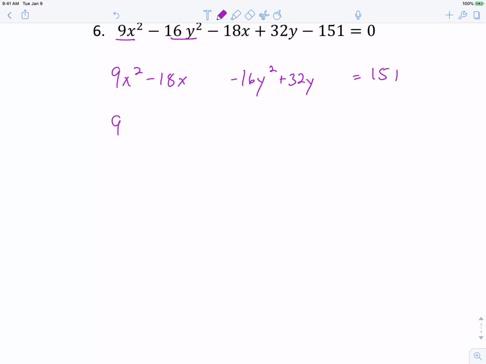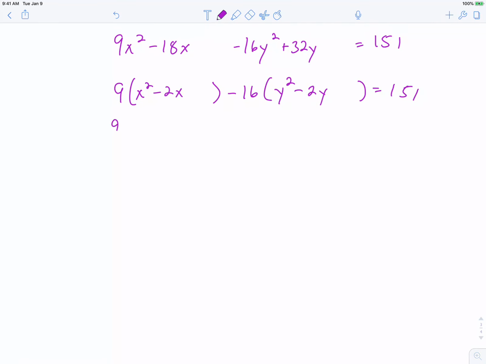First I can factor out the 9. Minus 16, pull that out, y squared minus, because the negative gets pulled out, that's going to be 2y, leave some space, equals 151. So I'm going to complete the square here, so x squared minus 2x plus 1, so I really added 9. I'll do that in the next step.